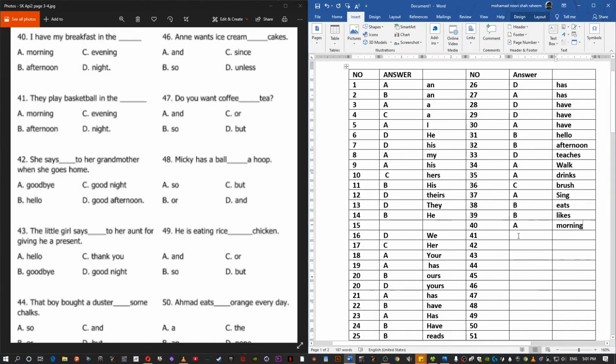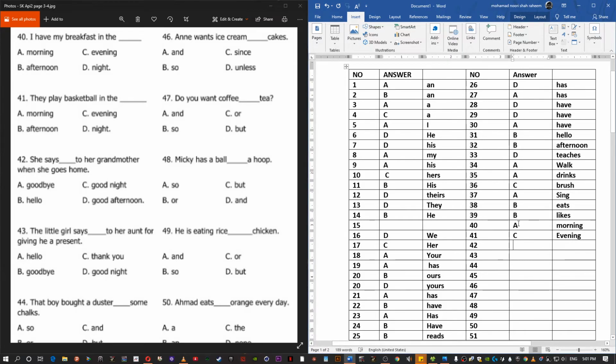Alright, 41. They play basketball in the... usually when do they play basketball? Okay? When do you play basketball? Morning, evening, afternoon, and night. You don't play in the afternoon. Afternoon is super hot, you know, you're blazing. The sun will be blazing at that time, so you'll be playing in the evening. Okay? So see, it doesn't matter, jangan kau nak pergi compare dengan negara lain. We talk about Indonesia. Okay, so you play in the evening.